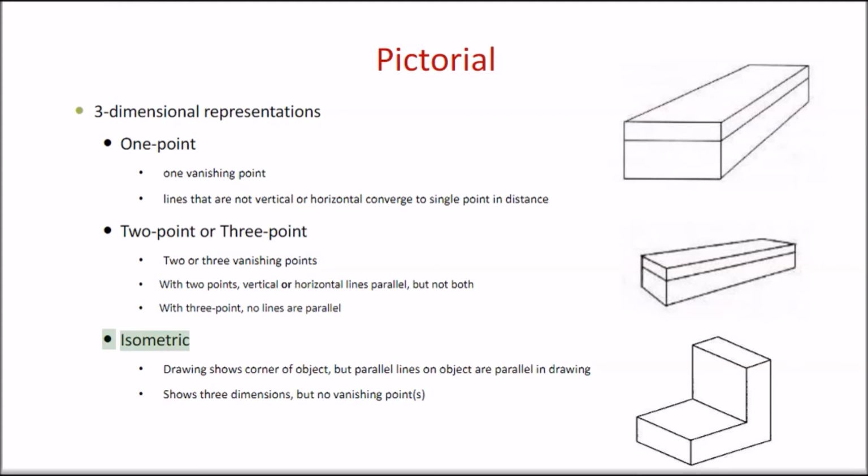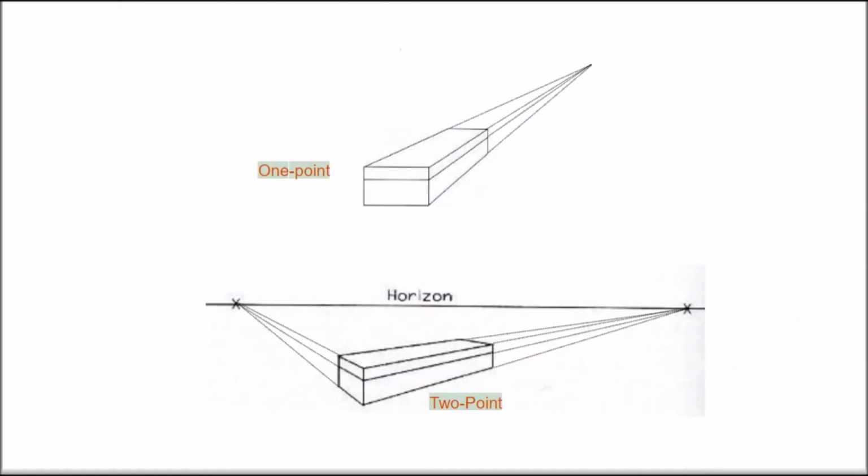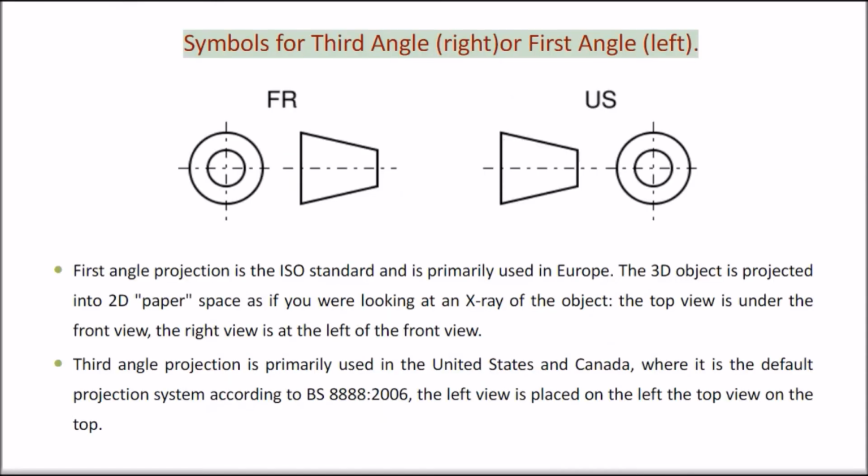Isometric. The drawing shows a corner of the object, but parallel lines on the object are parallel in the drawing. It shows 3 dimensions, but no vanishing point. 1 point, 2 point. Symbols for third angle, right, or first angle, left.